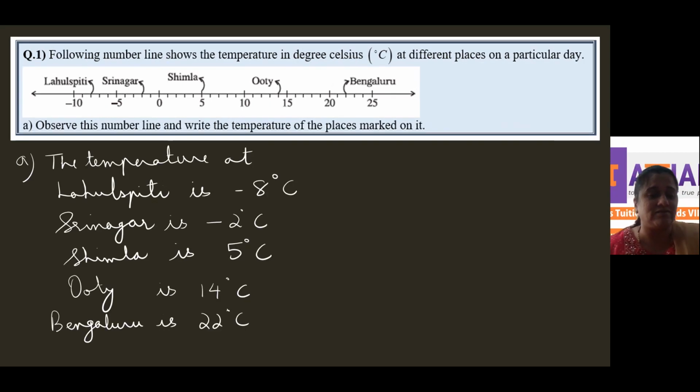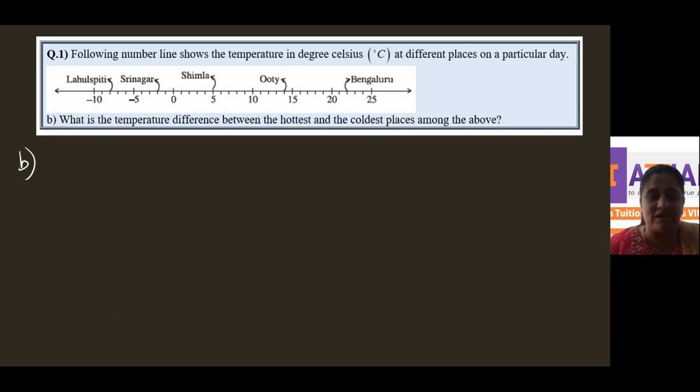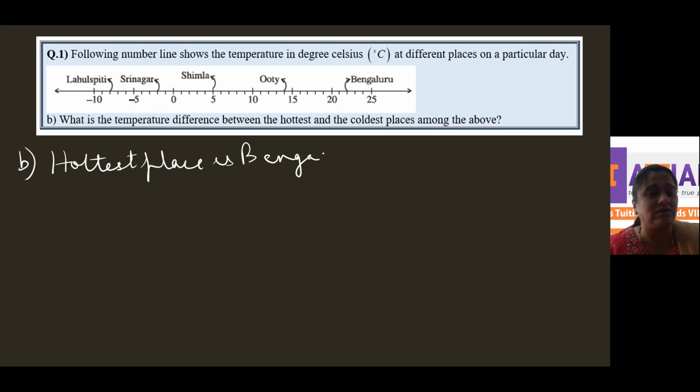Okay, so which is the hottest place? Bengaluru is the hottest place. Hottest place is Bengaluru.